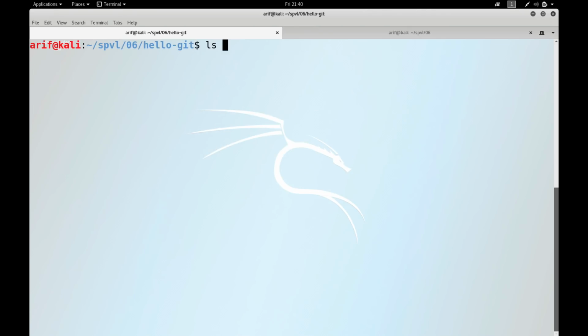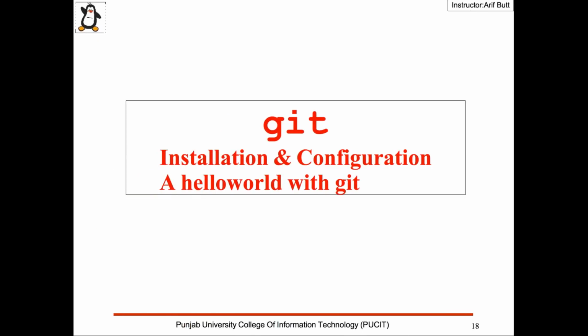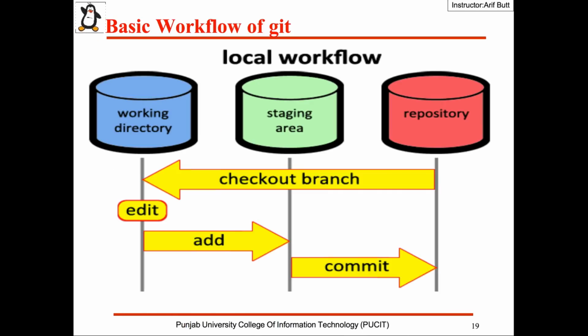Let me do clear. Okay. So dear students, before we start adding, editing, modifying files and subdirectories in this project, let us first have an overview of the basic workflow of Git. Let's move on to the slides again. So this slide shows the 3-tree architecture of Git. You can see the working directory, the staging area, and the repository. These are the 3 trees that Git uses.